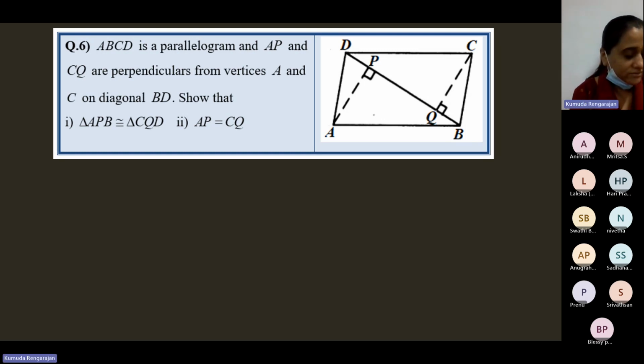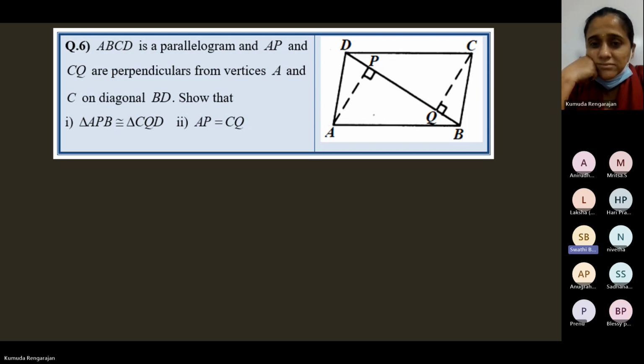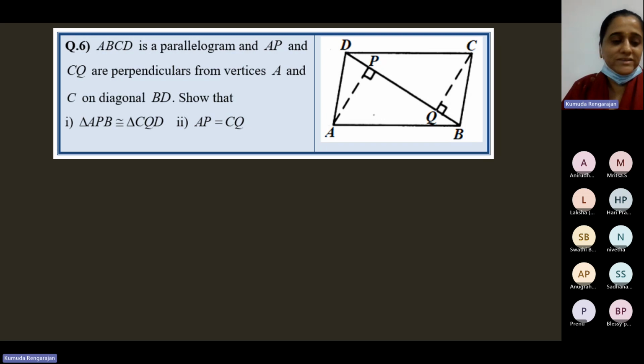Yes, Swati, go ahead. Angle CDB is equal to angle DBA as they are alternate interior angles. Okay, then tell me all the three. Angle APB is equal to angle CQD as it's given that they are 90 degrees, and AB equals CD as the opposite sides of a parallelogram, and so by AAS, triangle APB is congruent to triangle CQD. Correct, Swati. Good.